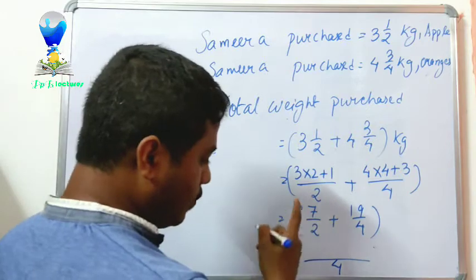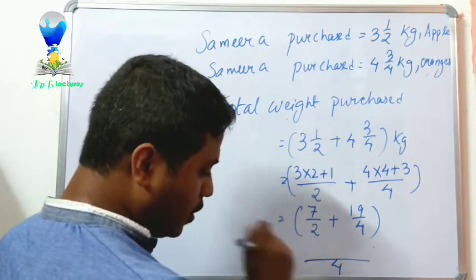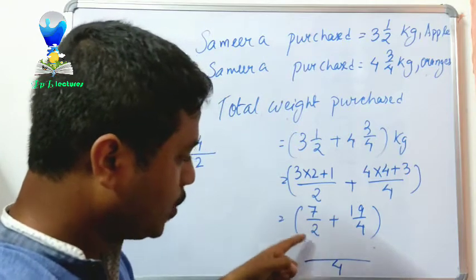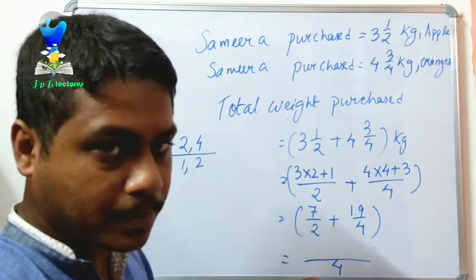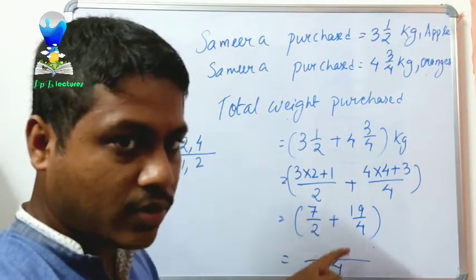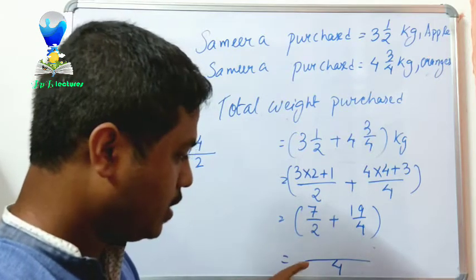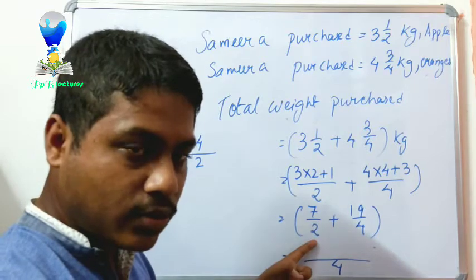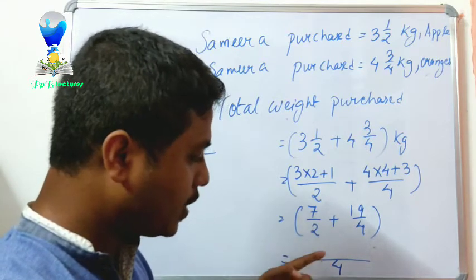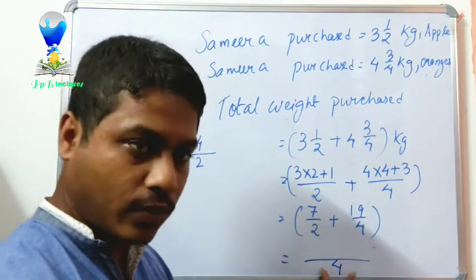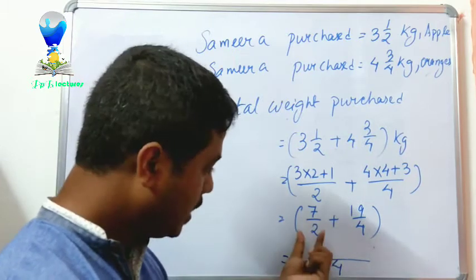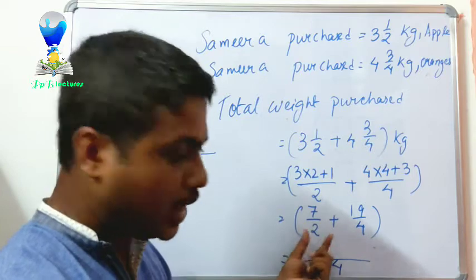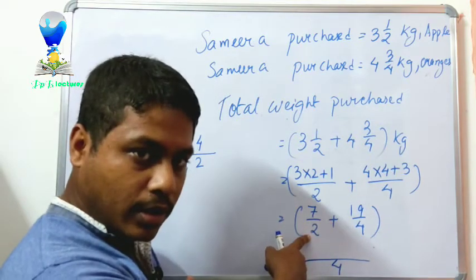Same way, since the LCM is 4, we need to convert this 7 by 2 into an equivalent fraction. Here the denominator is given as 2, but after doing the LCM, the answer is 4. That means here 2 should be multiplied. It should be 2 into 2. Then only it will become 4.